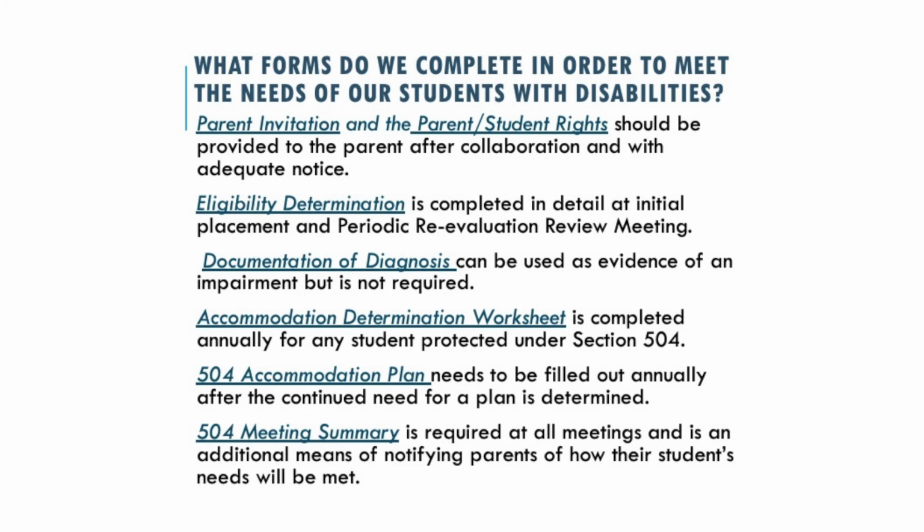The accommodations plan needs to be filled out annually. Failing to meet annually is a violation of federal regulations. Continued need for a plan is revisited annually using the accommodation determination worksheet. Document eligibility in PowerSchool in the instructional settings field. This field will need to be updated this school year if you or your PowerSchool clerk has not already done this. The 504 meeting summary is an additional means of notifying parents of what decisions were made and why they were made. It is required at all meetings.